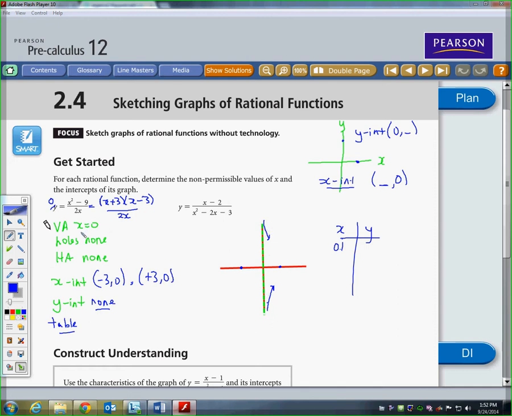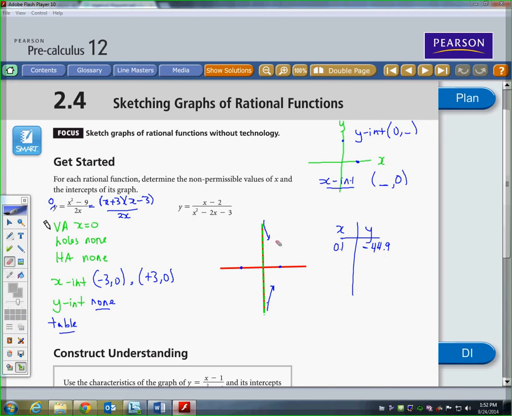So I can go over here and say, okay, if I put 0.1 in here, 0.1 squared is a very small number, 0.01, minus 9. So the numerator is essentially minus 9, divided by 2 times 0.1, which is 0.2. So I'm going to get a negative divided by a very small number. I'll get a negative value, and it turns out to be pretty close to negative 45. So negative 44.9, I think it is. So it's coming down from the bottom.